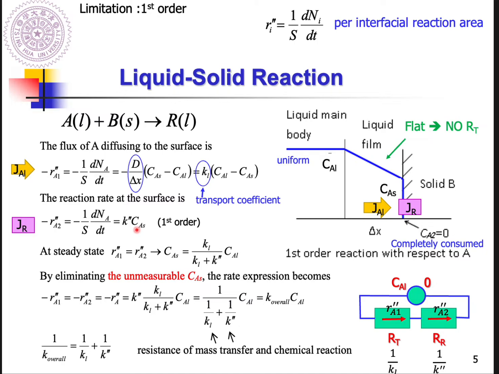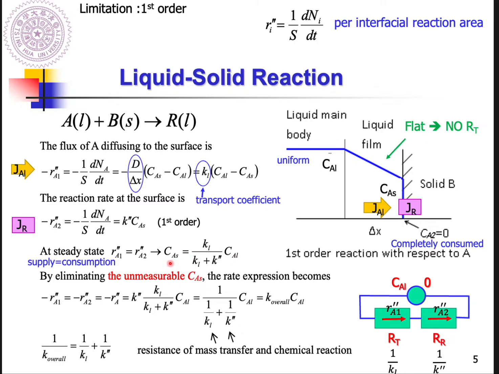Okay, so if it reaches the steady state, it means the supply of reactant A will be equal to the consumption of reactant A. So we got this relationship. So we get what CAS can be expressed in terms of CAL.